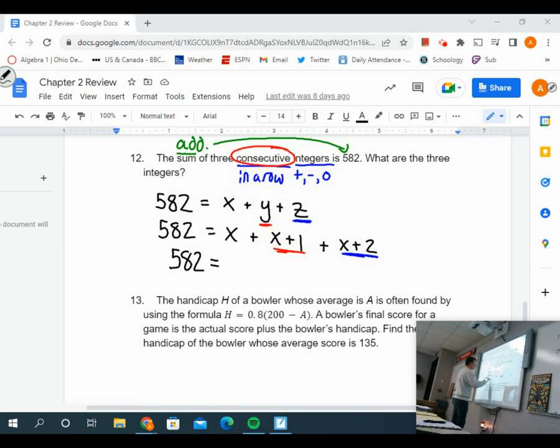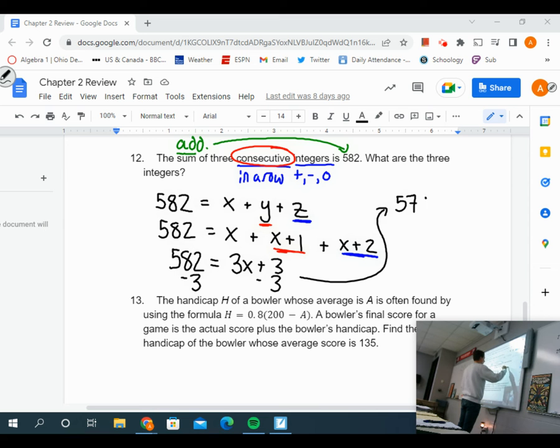So let's combine the like terms. I have three x's here, which can combine to be 3x. And we know 1 plus 2 is 3. And now we use our algebra knowledge to solve for x. Finish the problem over here. So we get 579 equals 3x. Divide by 3 to undo the multiplication by 3.